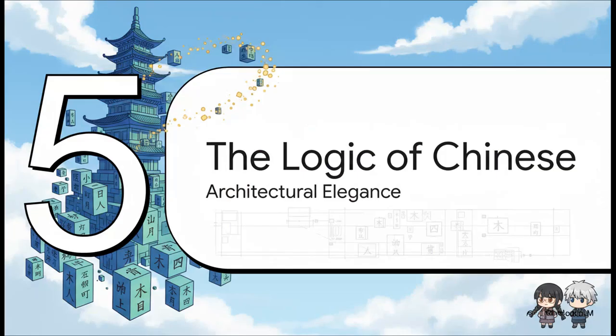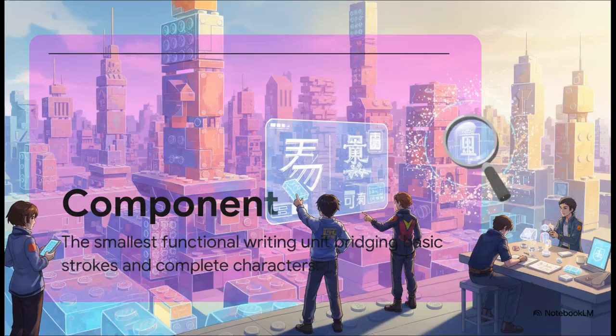This bypasses the anxiety of handwriting entirely, dramatically accelerating your reading and real-world communication skills. Section 5, The Logic of Chinese. To summarize our journey today, let's look at this definition. Component, the smallest functional writing unit of a Chinese character. The essential Lego brick, bridging basic strokes and complete characters. Because the language historically evolved into these modular blocks, our modern teaching has to reflect it.